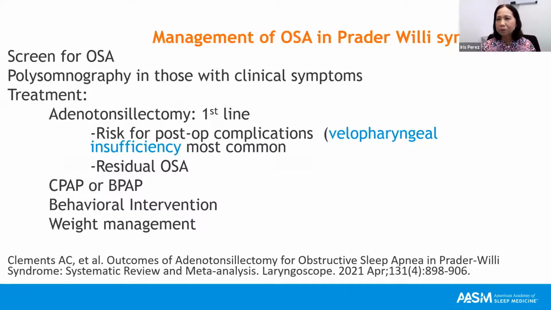Therefore, how do we approach patients with Prader-Willi syndrome? We have to screen for OSA, have a high index of suspicion. And the treatment, again, would be a trial of adenotonsillectomy, which remains the first line, knowing that there's a risk of post-op complications, particularly velopharyngeal insufficiency, which is the most common, and they have residual OSA.